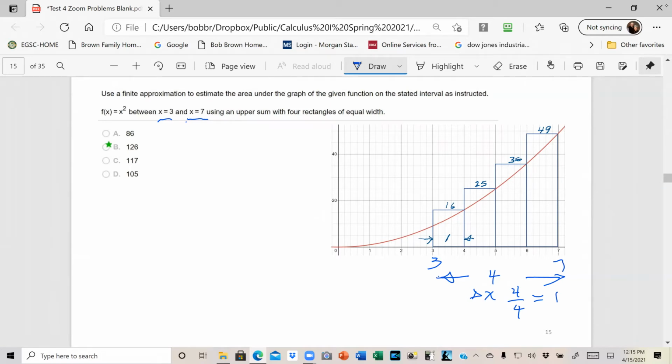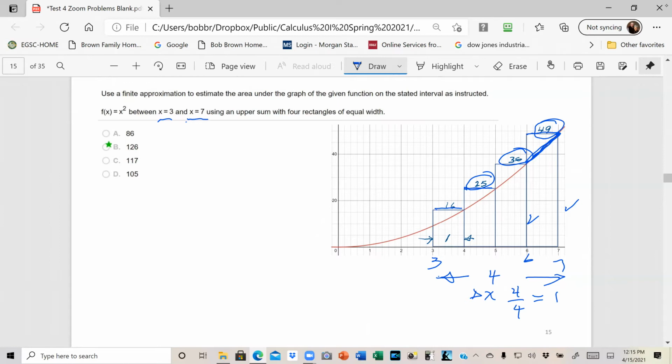And if we want to use an upper sum, we'll start with the top rectangle, which covers the entire curve between here and here. It's just going to be touching the curve at the upper end. So the height of this rectangle is going to be 49. And since this is 6, this one will be 36. The next one will be 25. And the next one will be 16.